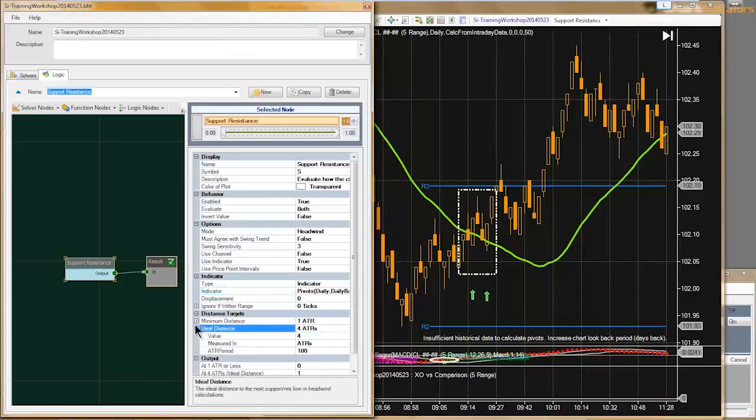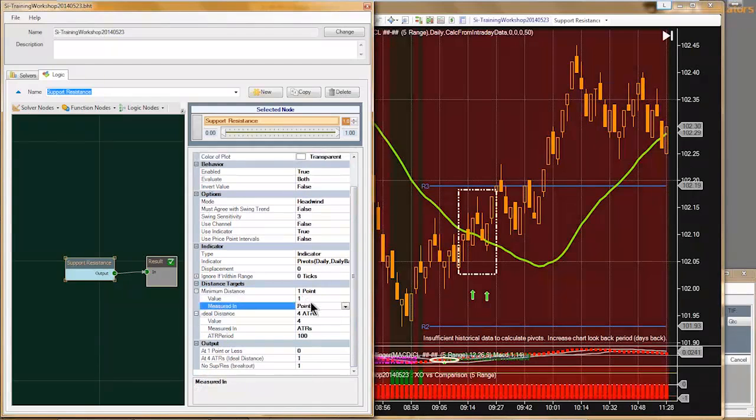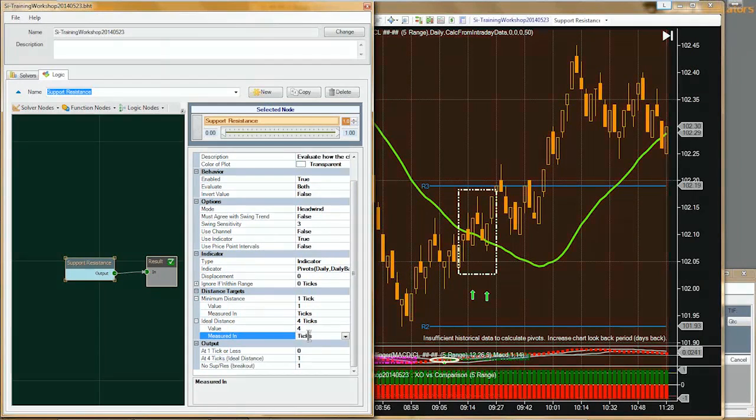And now the next step is to go in and set up our distances. So I'm going to set these to ticks instead of ATRs, because ticks is just a lot easier to see on the chart. And so we're in headwind mode, so let's use something like, how about 10 ticks? That should be pretty simple to see.